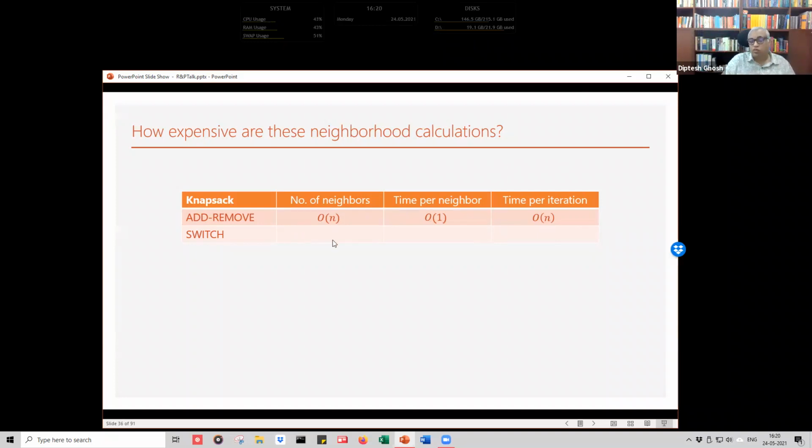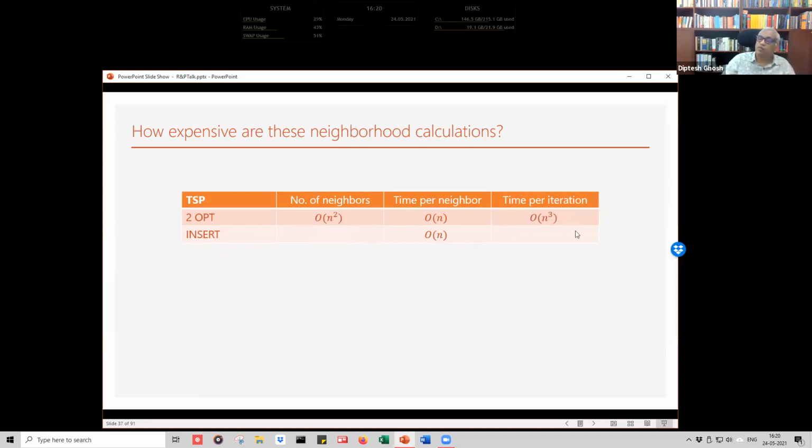If you're looking at the switch neighborhood, again, it has order n squared neighbors because we can talk about every 2 elements, one coming in, one going out. So you have order n squared neighbors. Time per neighbor is again a constant time. So this takes order n squared time. Exactly the same thing happens when you're talking about the TSP. If you're talking about the 2-opt neighborhood, the time per neighbor by your naive method would have taken order n time, and a 2-opt neighborhood has order n squared neighbors, right?